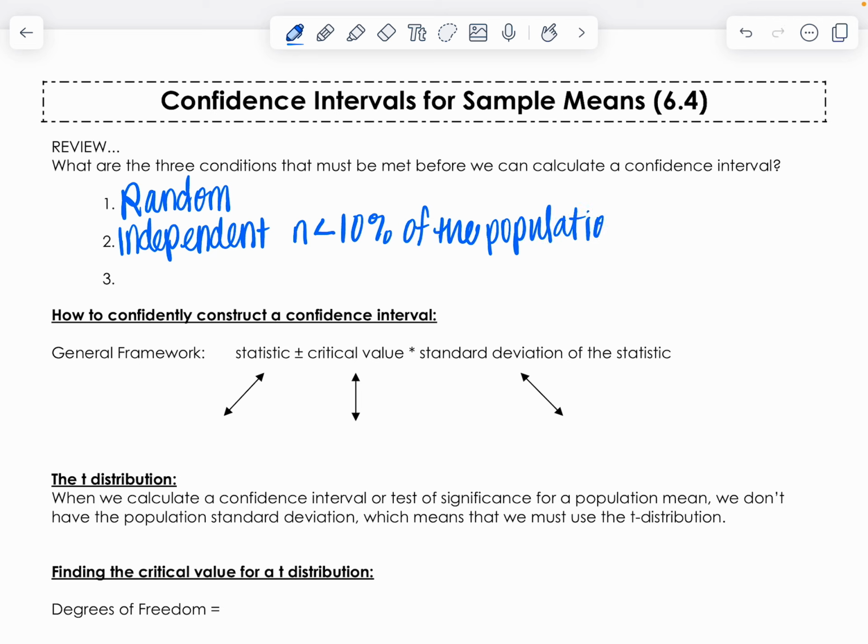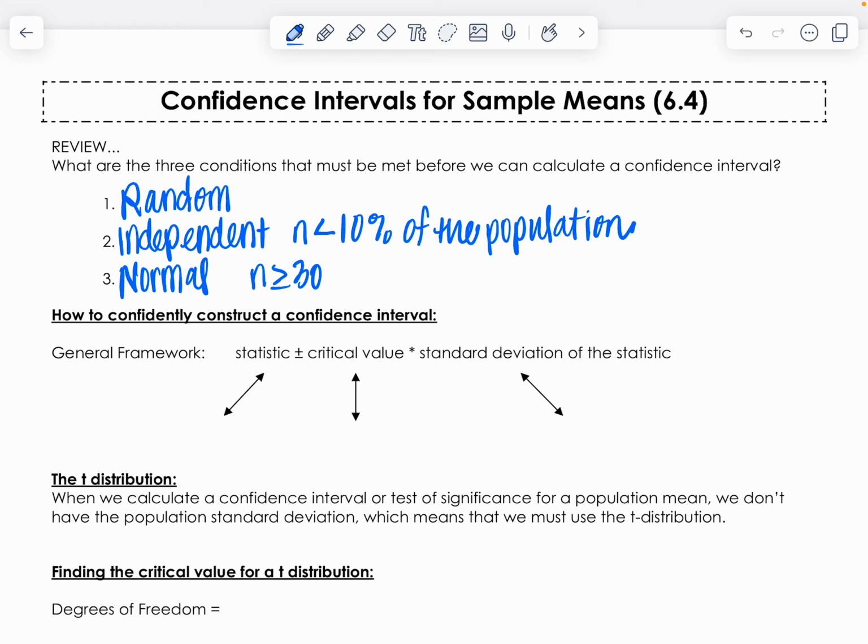Alrighty. And then last but not least, this one should make us happy. To prove that they are normal, because this is for means, all we have to show is that N is greater than or equal to 30. Right? And we learned that last unit. The only exception to that was if we knew it came from a normal distribution. But remember, we don't know what our population is, so we won't know that our population is normal. So we're always going to have to show that N, our sample size, is greater than or equal to 30.